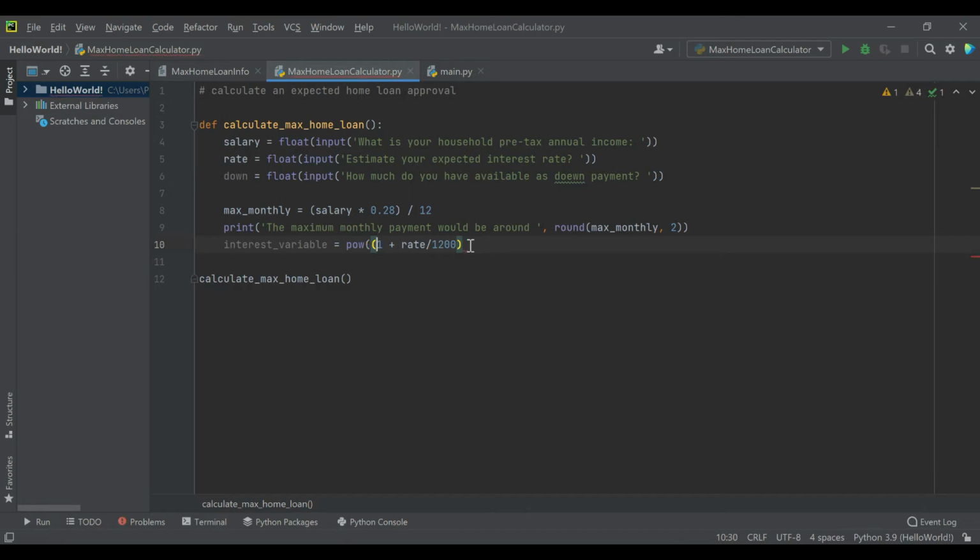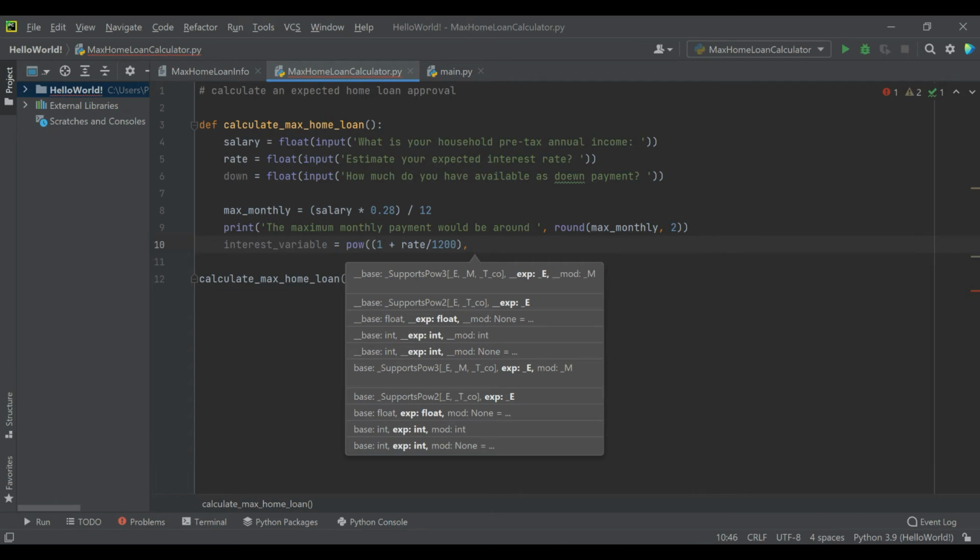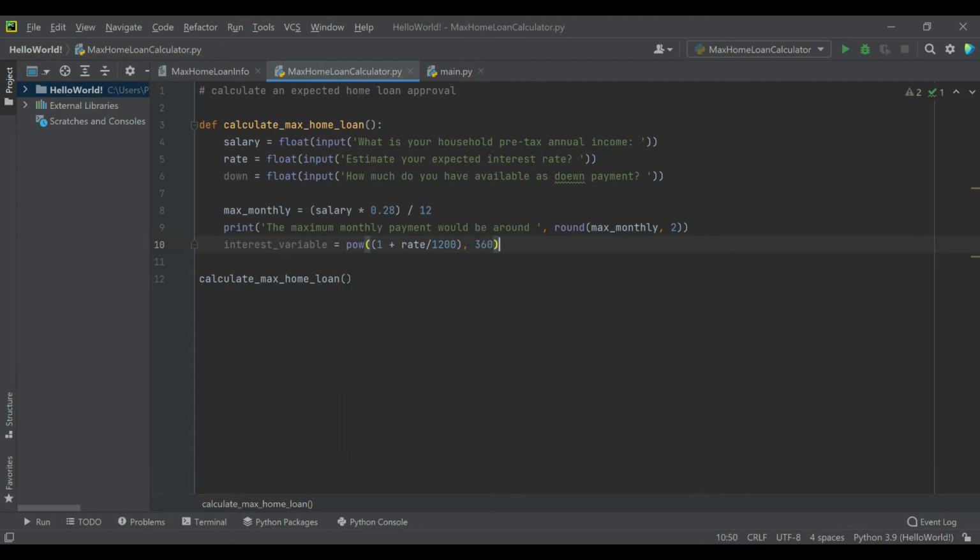And then I'm going to put that whole thing inside another set of parentheses, because the power that we're raising it to is going to be 360. So this is what I'm calling the interest variable.